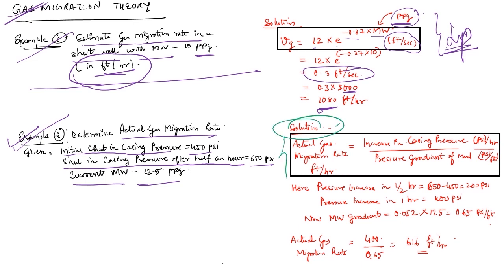This is the formula for finding the actual gas migration rate. It is equal to the increase in casing pressure divided by my pressure gradient of mud, where the increase in casing pressure is in psi per hour and the pressure gradient of mud is in psi per feet. Now let's calculate it. My initial shut-in casing pressure is 450 and my shut-in casing pressure after half an hour is 650, so the increase in half an hour is 650 minus 450, which is 200 psi. For half an hour it is 200, then for 1 hour it would be 400 psi.